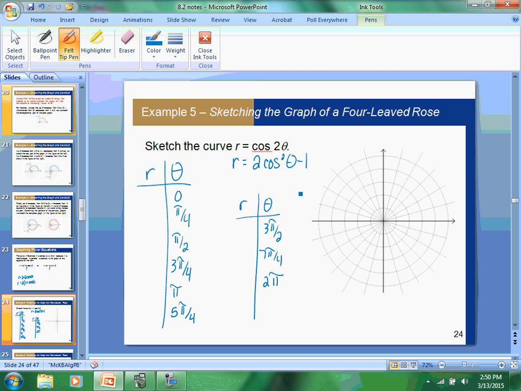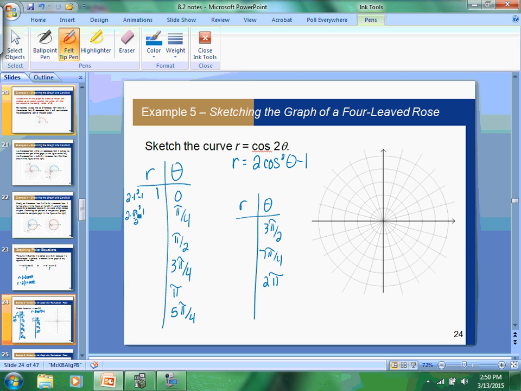So if I take the cosine of 0, that's going to be 1. So I'll really have 2 times 1 squared minus 1. So 1 squared is 1, times 2 is 2, minus 1 is 1. Pi over 4, that's going to be square root 2 over 2 for the cosine. So I'll have 2 times the square root of 2 over 2 squared minus 1.